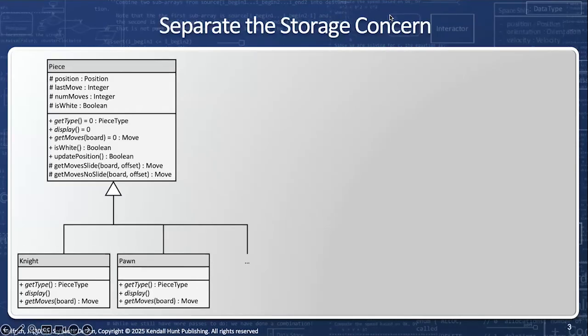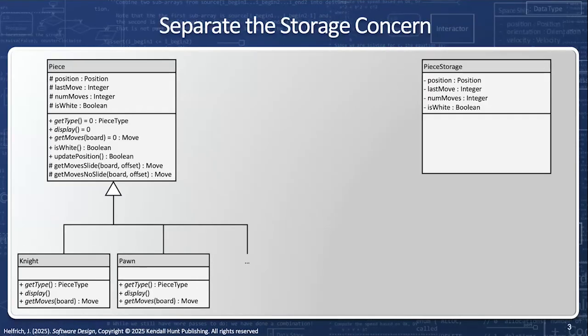Okay, so my first step of the storage concern is to create a piece storage. Now I'm going to have a position, a last move, num moves, and is white, all as private member variables. I'm also going to have a get position and a set position. I'm going to have a set moved, get last move, and get num moves, and I'm going to have an is white. Now, right now, this class is completely independent of piece.